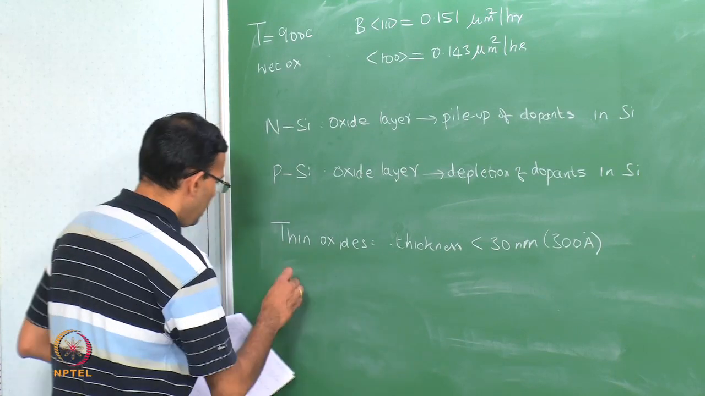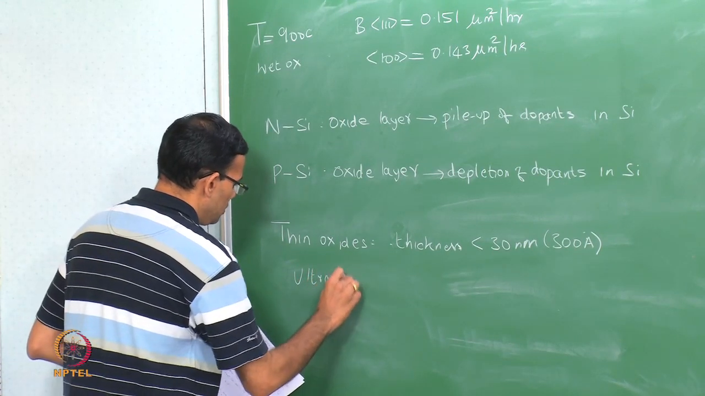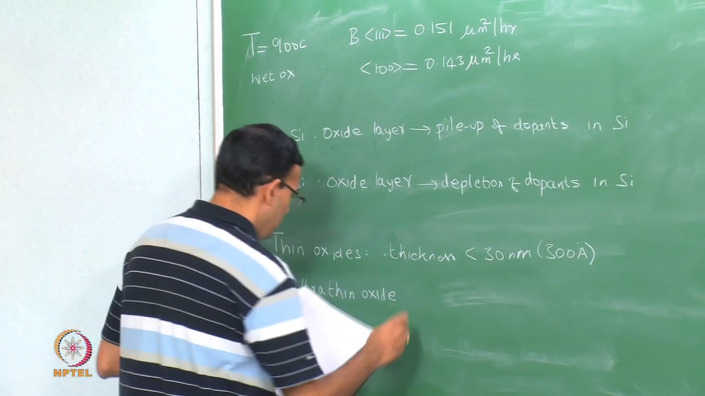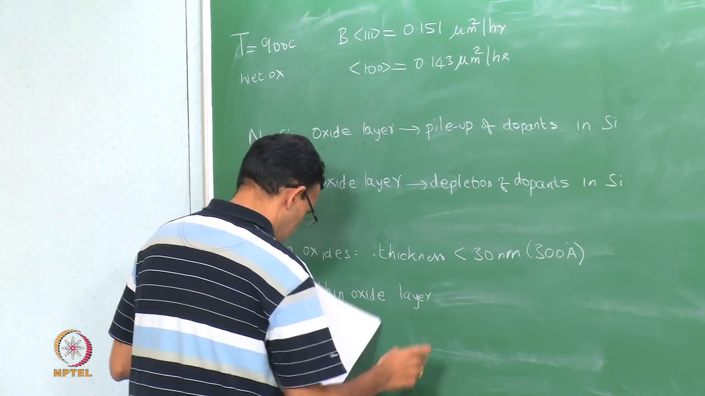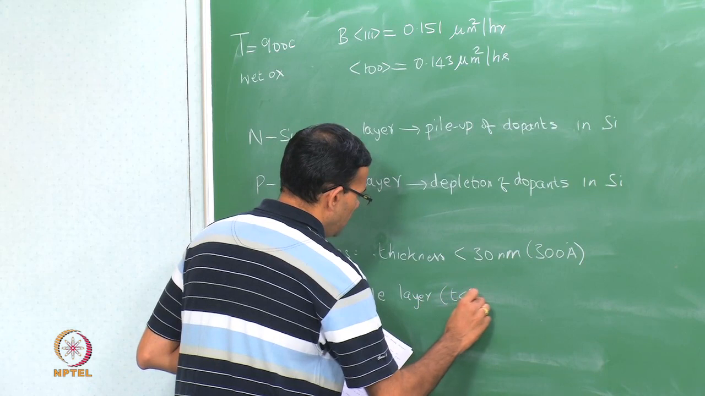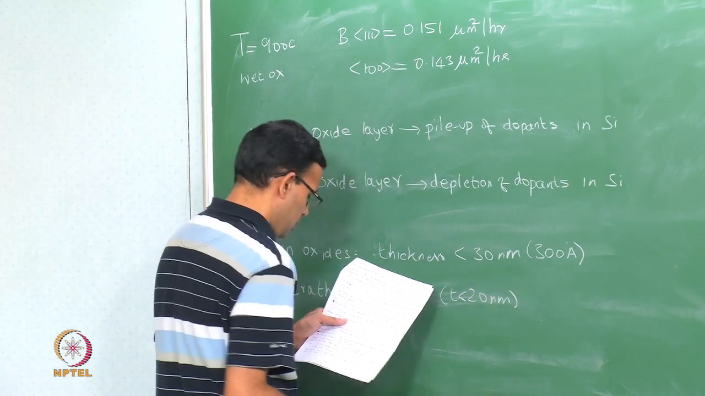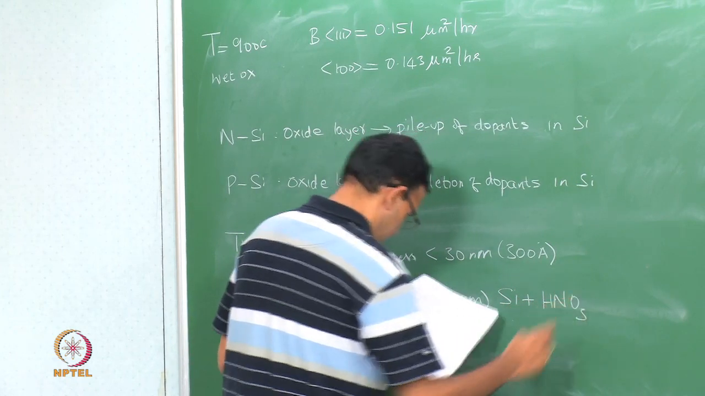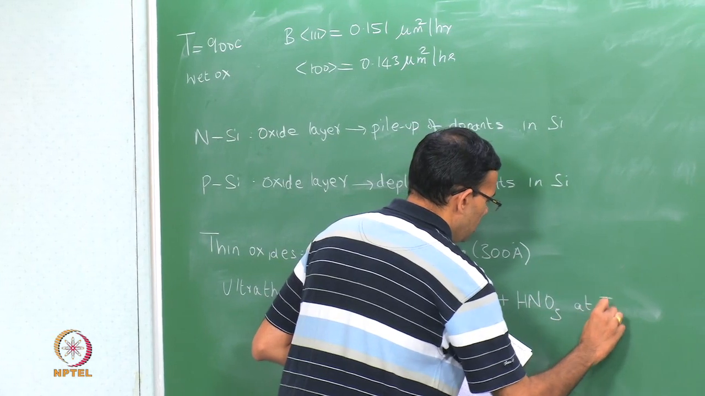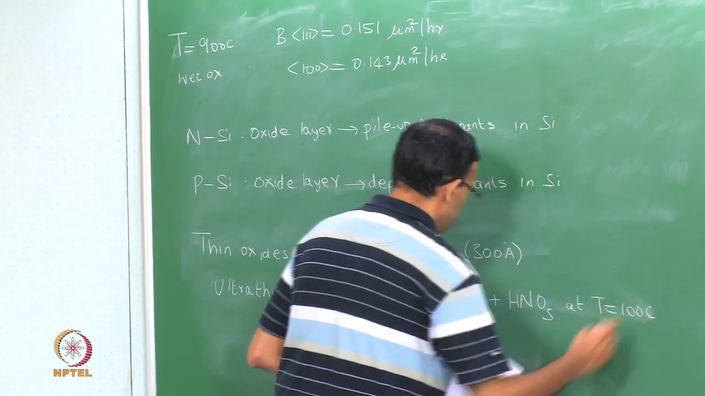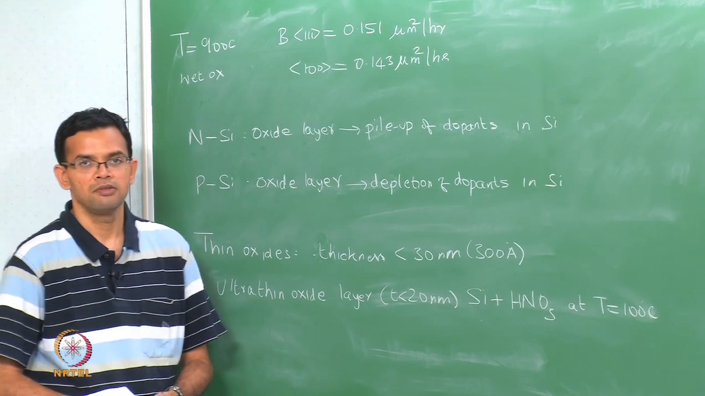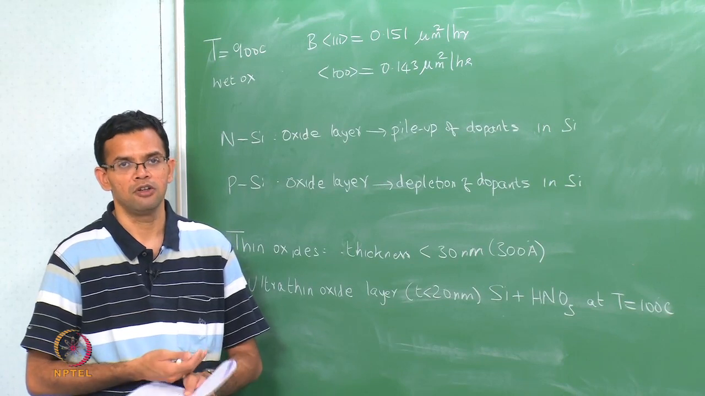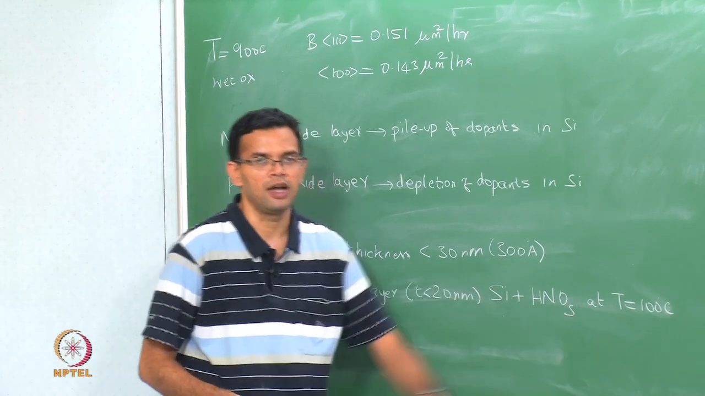For example, an ultra thin oxide layer, so the thickness is less than 20 nanometers, can be grown by silicon reacting with nitric acid at temperatures of around 100 degrees. So, this is much lower than the conventional thermal oxide layers where the temperature is usually around 1000 degrees. So, 10 orders of magnitude higher.